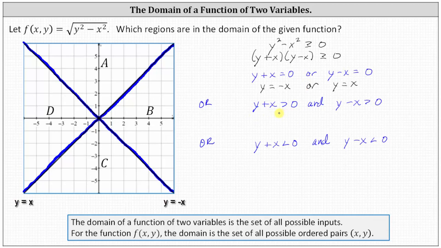To solve y plus x greater than 0, again, we'll go ahead and solve for y by subtracting x on both sides, giving us y greater than negative x, and let's go ahead and add x to both sides, giving us y greater than x. Because we have an and, we're looking for the region in which both of these inequalities are true. For y greater than negative x, we would shade above the line y equals negative x, which is this line here. So we'll go ahead and draw arrows in the direction we would shade, this region here.